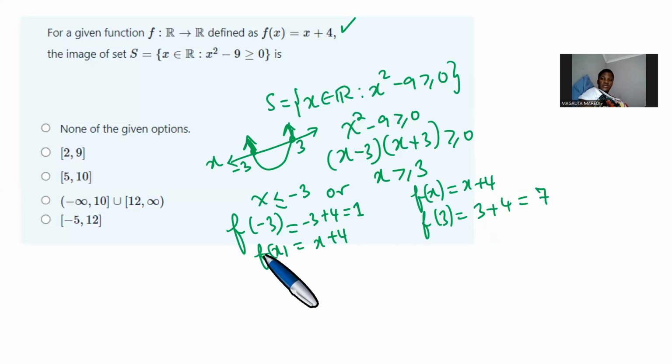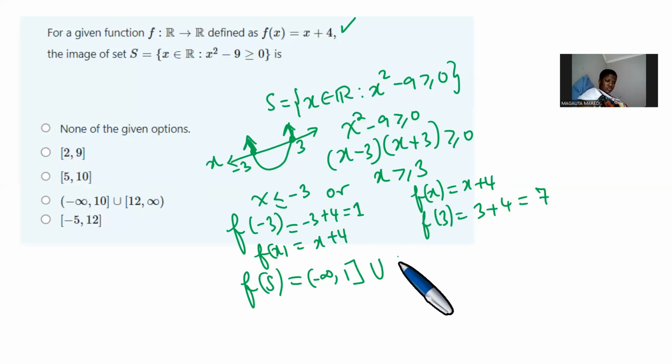So that means the image of the set S will be as follows. The minute this goes to minus infinity, the image also goes to minus infinity, but it starts from -3, where the image is +1. So you have these parts on the left and the part on the right.